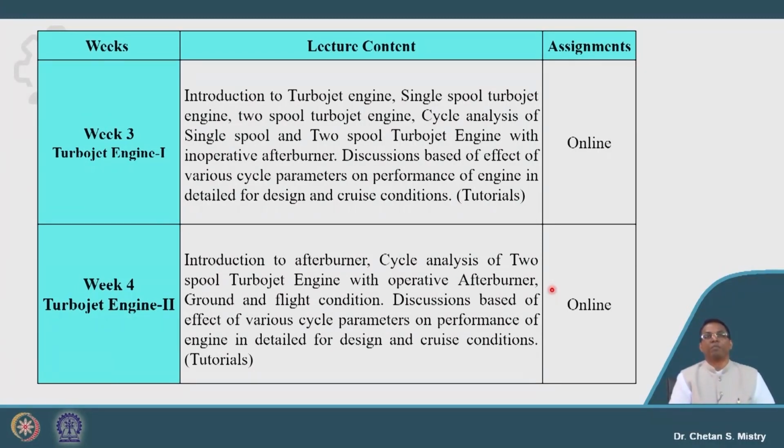We started discussing the single spool turbojet engine. We have also introduced the two spool turbojet engine. We have done cycle analysis for both single spool and two spool configurations in the inoperative condition of the afterburner. Then we discussed the effect of various cycle parameters on the performance of the engine for both ground condition as well as cruise condition, or we can say flight condition, and we have solved the numericals also. I am sure with these fundamentals you must now be able to do calculations in terms of cycle analysis and performance prediction.